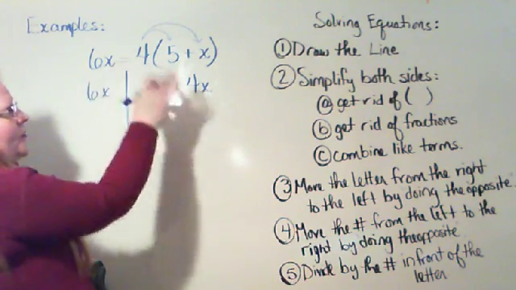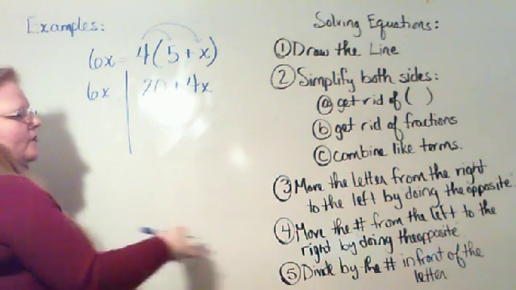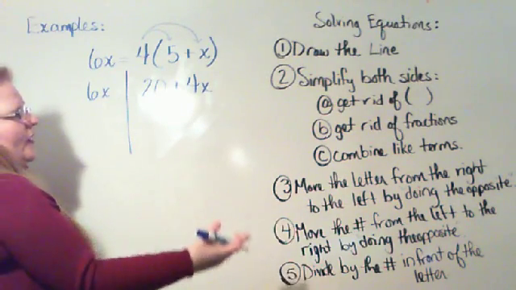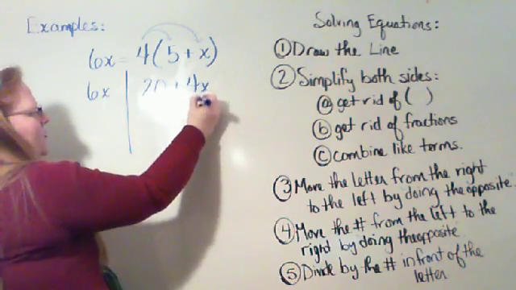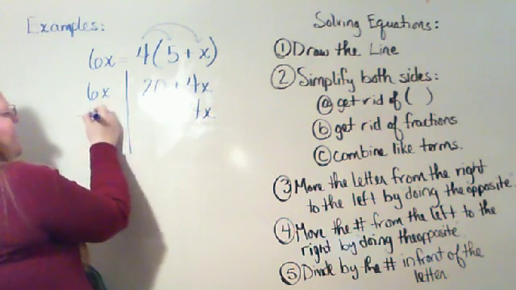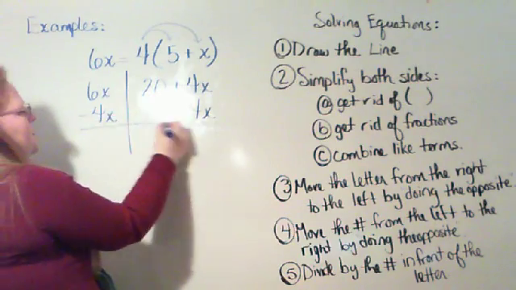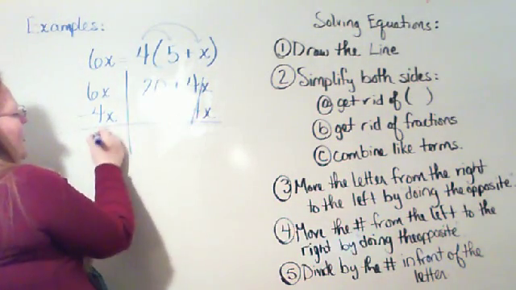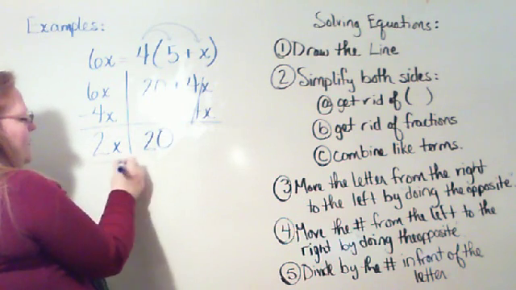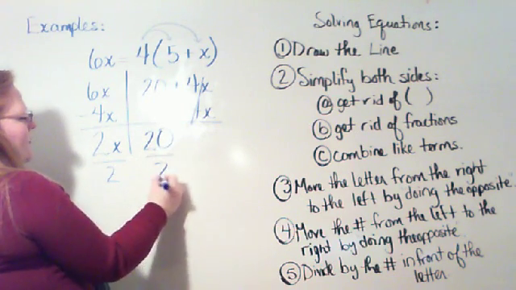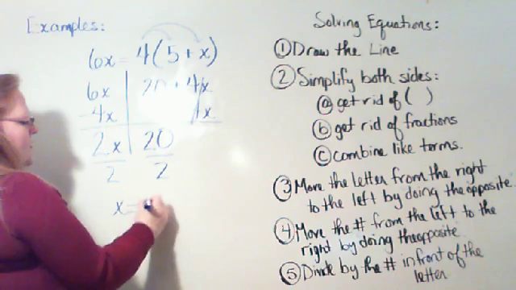Now that I've gotten rid of my parentheses, I can go on with the rest of this. I'm supposed to move the letter from the right-hand side to the left-hand side, so I go minus 4x and minus 4x. So that's 2x and 20, and then divide by the number in front of the letter. So that gives me x is equal to 10.